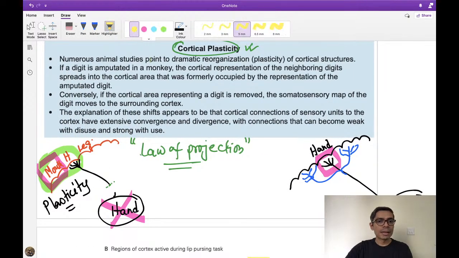The animal studies show dramatic reorganization of the cerebral cortex, that is plasticity. Here, if a digit is amputated in a monkey, so here the hand is amputated, the digit is amputated, what happens? The cortical representation of the neighboring digit spreads into the cortical area. So from the neighboring area it is encroaching upon. But conversely, if the cortical area of the digit is removed, so the cortical area is removed here, then what will happen? The somatosensory map of the digit moves to the surrounding cortex. This kind of reorganization is known as cortical plasticity.